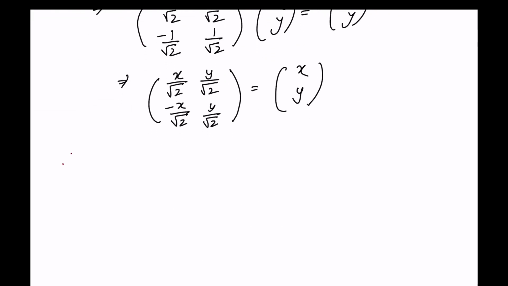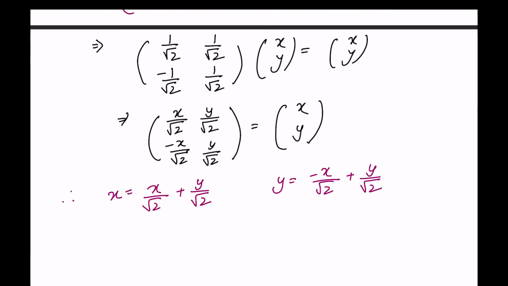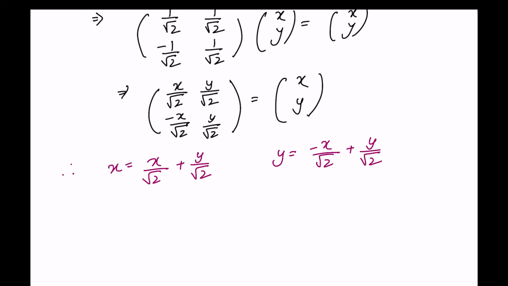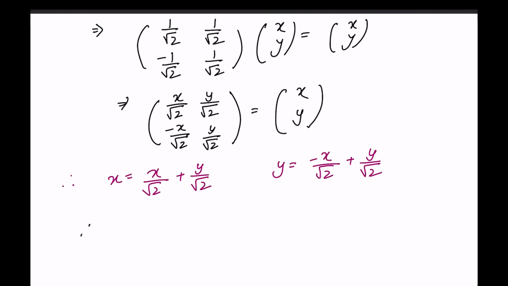Now comparing the rows, we can write two equations: x' equals x by root 2 plus y by root 2, and second equation is y' equals minus x by root 2 plus y by root 2. Now we have the values of x and we have the values of y. From here, we can basically put these two values in the x square minus y square equals 1 equation, and eventually get the value of k, or you can just multiply x and y together to get the value of k. So let's multiply x and y together. Let's see what happens.